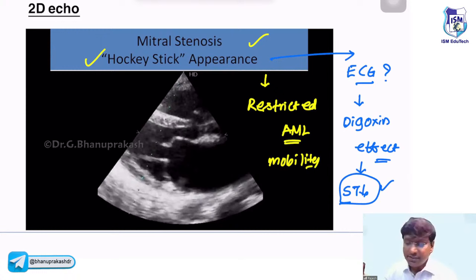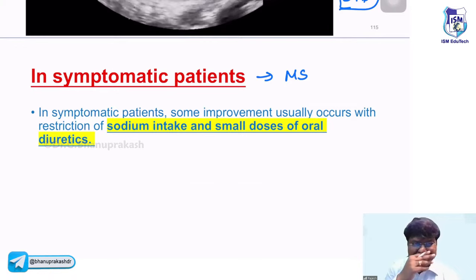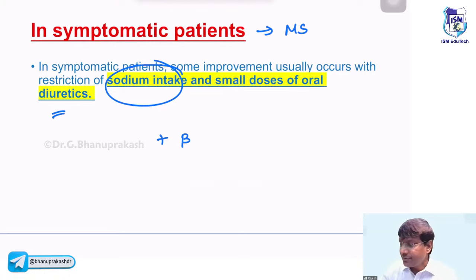Now coming to the treatment in patients with mitral stenosis. Asymptomatic patients don't usually require treatment. But if the patient is symptomatic because of the mitral stenosis, then you need to restrict the sodium intake, and you need to give oral diuretics. And along with the oral diuretics, you also need to add the beta blockers.